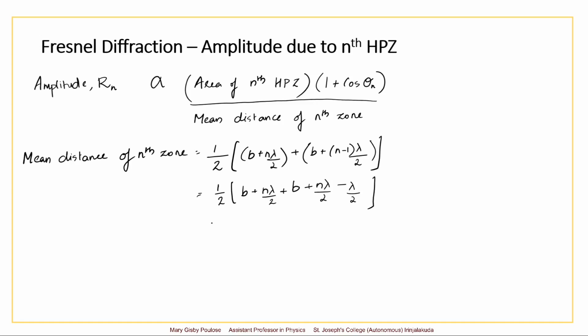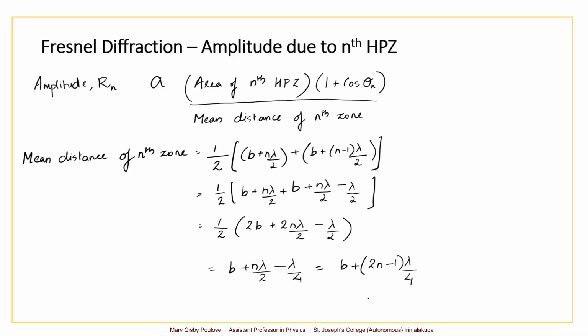Here we have two b terms and two n lambda by 2 terms, that is half of 2b plus 2n lambda by 2 minus lambda by 2. This is equal to b plus n lambda by 2 minus lambda by 4. That can be rewritten as b plus, taking lambda by 4 as a common factor, 2n minus 1 times lambda by 4. So the mean distance of the nth zone is calculated as this.